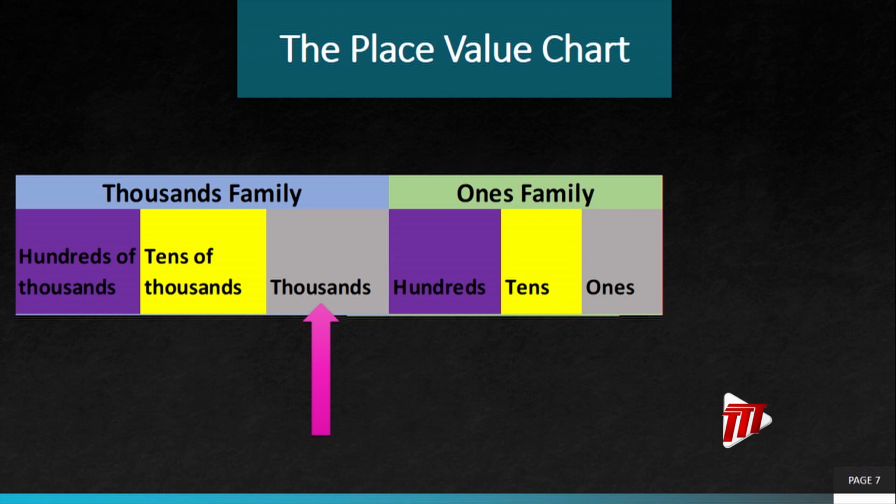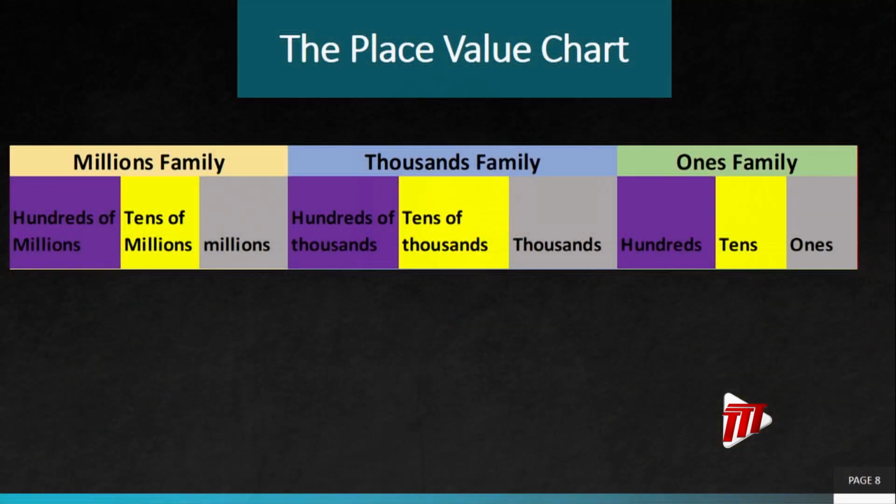The tens member is named tens of thousands. The hundreds member is named hundreds of thousands. Do you all see a pattern? I'll give you a chance to think. And in thinking about that, tell me also, what do you think is the next family in our place value chart if we continue to the left? And that is the millions family. Who is the ones member in the millions family? It's millions. It takes the name of the family.